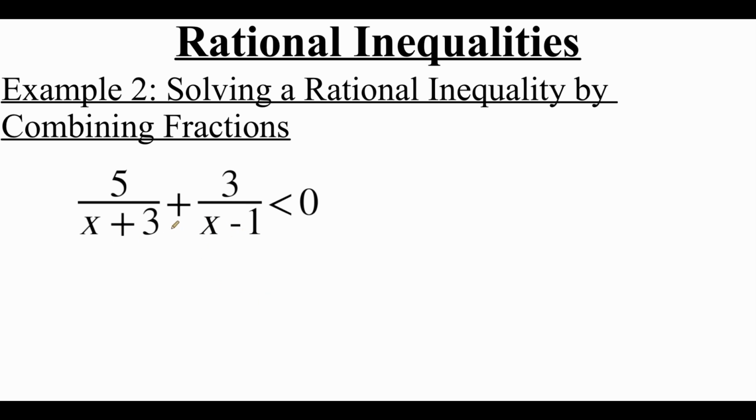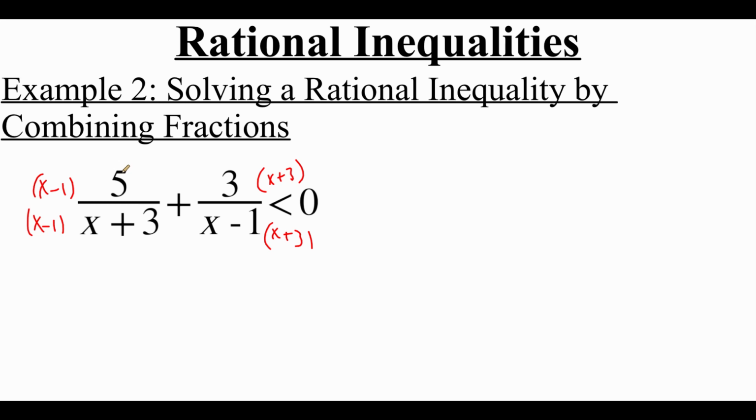So as we look at what's happening in the denominators, I'm going to take this first fraction, and to work towards getting a common denominator, I'm going to multiply top and bottom by the x minus 1, which is the denominator from our other fraction. And in order to work on getting a common denominator with the second fraction, I'm going to multiply top and bottom by x plus 3, which notice is the denominator from our first fraction.